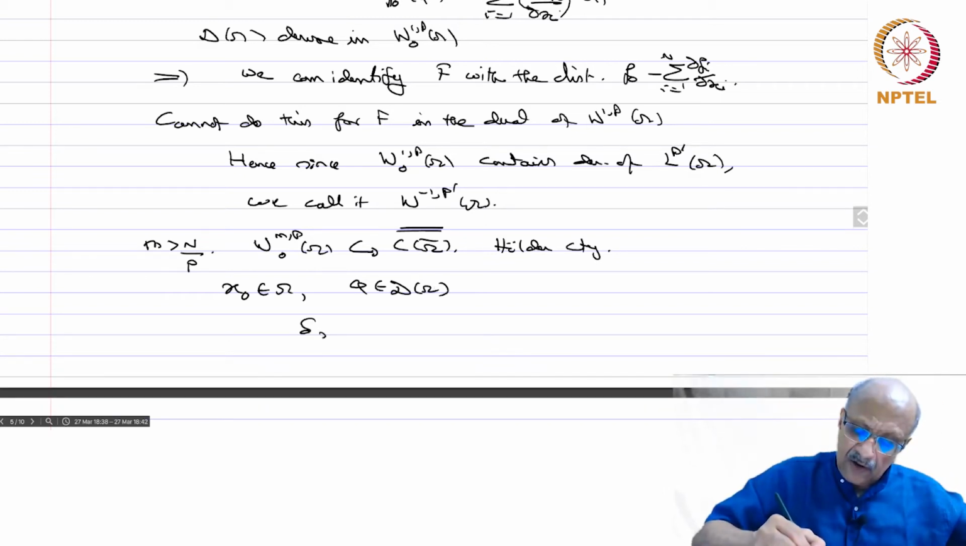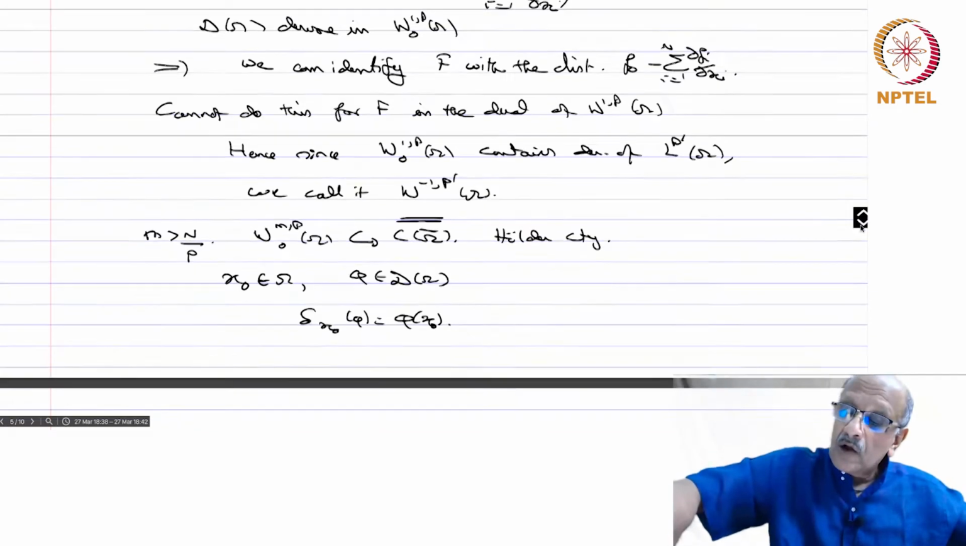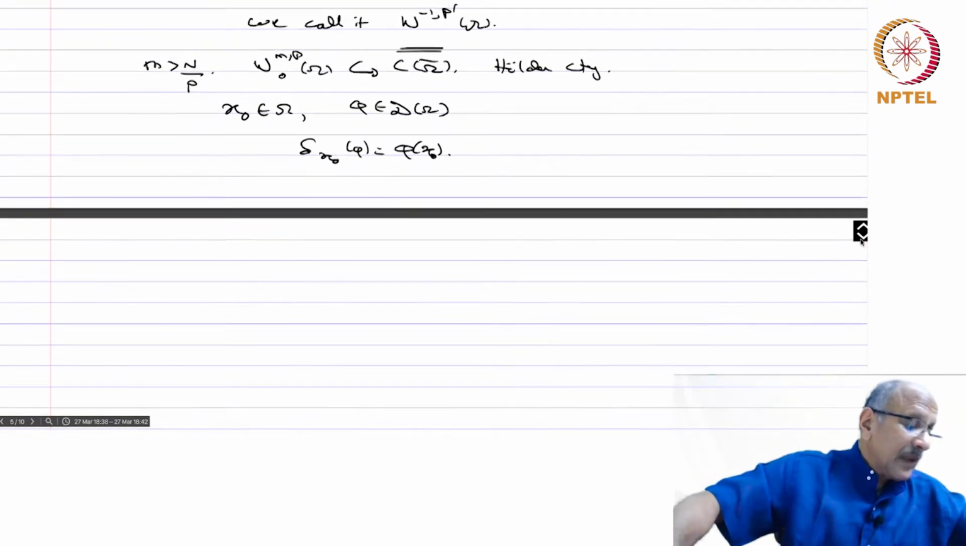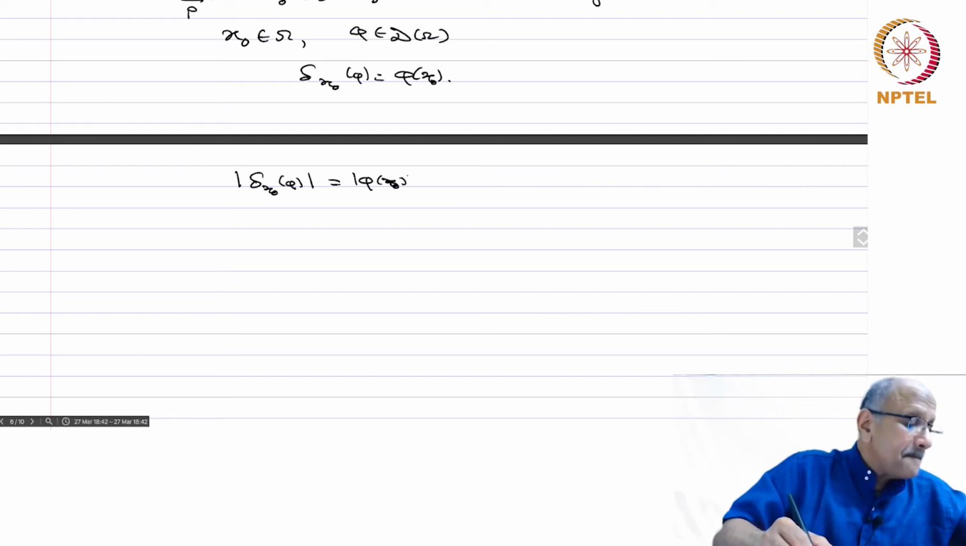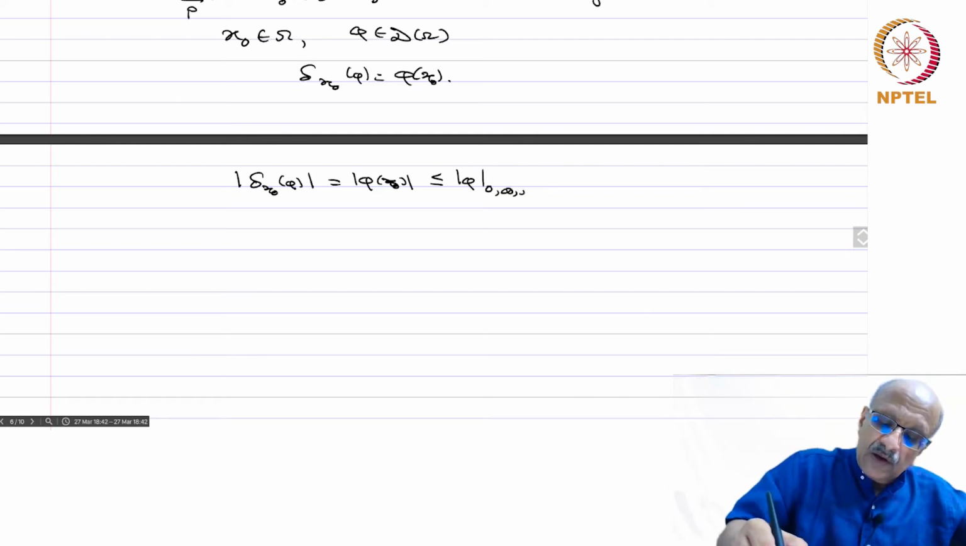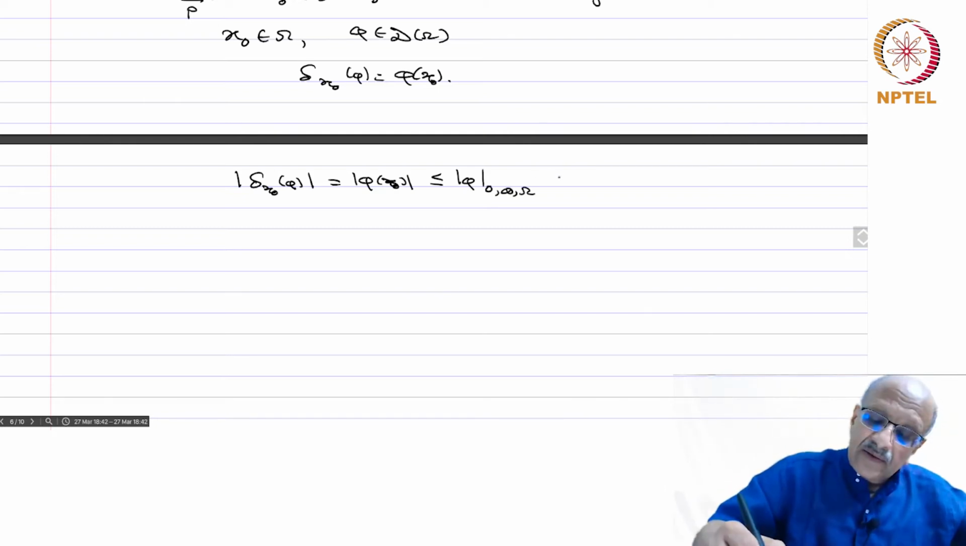we write δ_{x0}(φ) = φ(x0), the evaluation function, the Dirac distribution concentrated at x0. And you have |δ_{x0}(φ)| = |φ(x0)|, which is less than or equal to the sup norm of φ over Ω, and that is less than or equal to, by the Sobolev embedding theorem, the norm of φ in W^{m,p}(Ω).